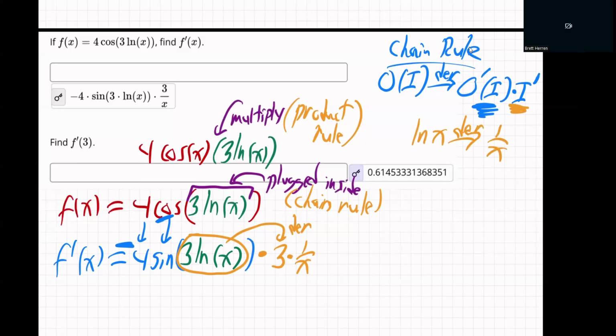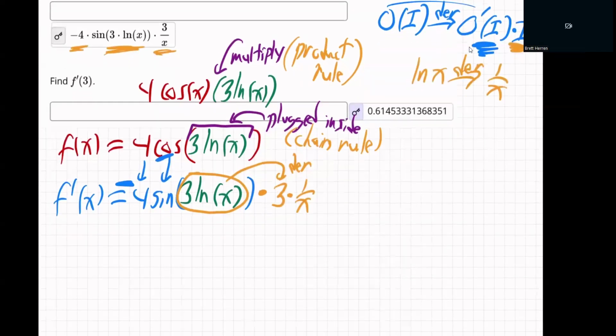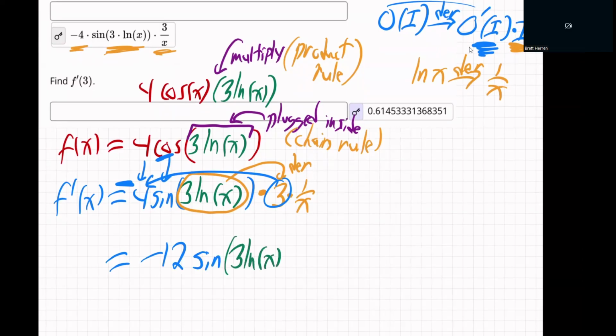See, that's what they've done here. Minus 4 sine 3 natural log x. Oh, they made it 3 over x. You can do that, right? Or not, whatever, it's good enough. And if you really wanted to clean it up, probably the nicest thing to do is have that 3 and that 4 multiplied to be negative 12, times sine of 3 natural log x times 1 over x. You don't have to do that.